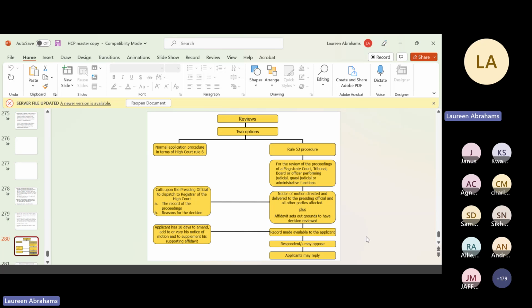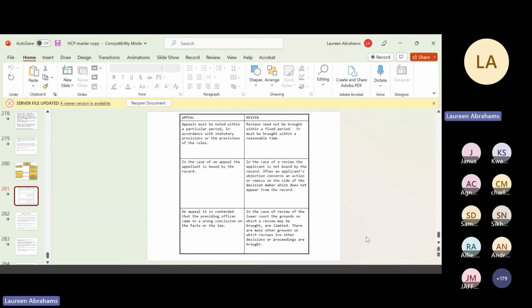Right. This is just a comparison between the normal application and the Rule 53 procedure. You can read through that on your own. The differences between the appeals and reviews is in your guideline. You know that the review has got to do with the method that was applied, and also everything that is outside of the record, not necessarily only reflected in the record. Whereas an appeal has got to do with the record, where you are bound by the corners of the record when you appeal. Right? That is one of the huge differences between an appeal and a review.